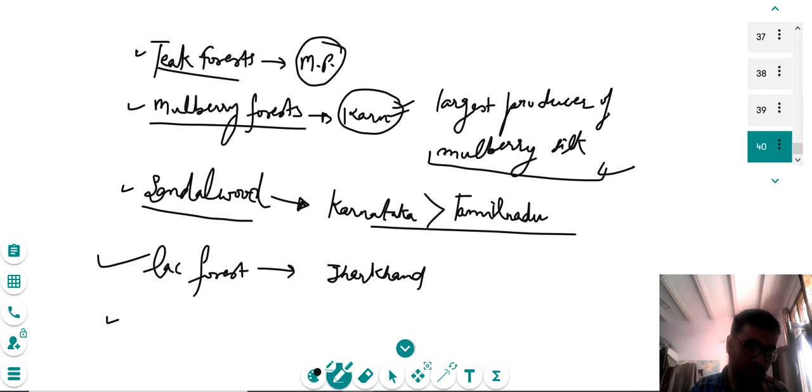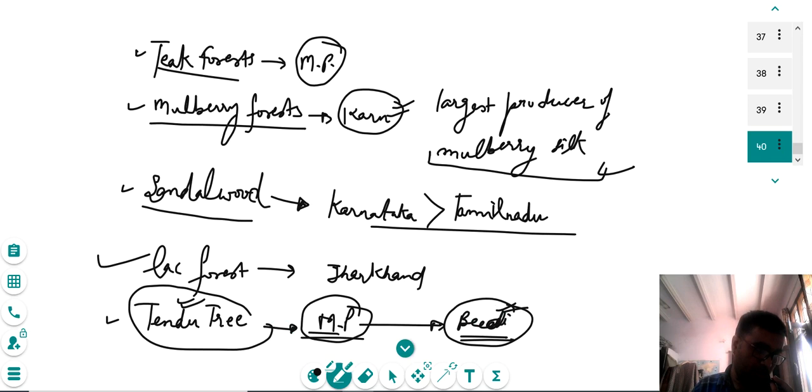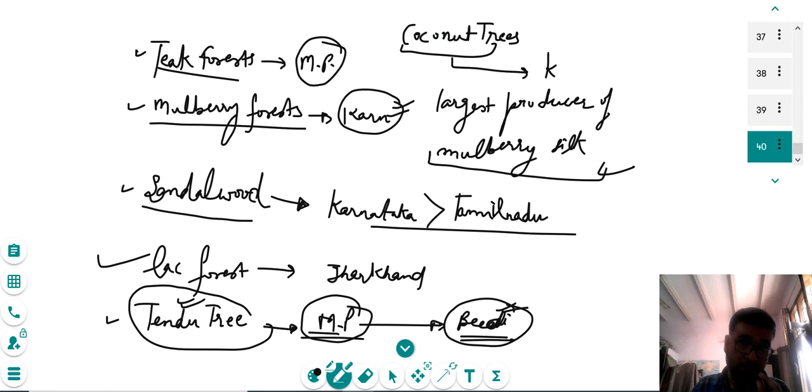The tendu trees. If you ask about the tendu trees, the highest concentration of these trees is again in Madhya Pradesh, and that's why Madhya Pradesh is the largest producer of beedis, because the leaves of these tendu trees are used for wrapping the beedis, right? What about the coconut trees? Their highest concentration is in Kerala, right? So these are some facts about some important trees and important forests, right?